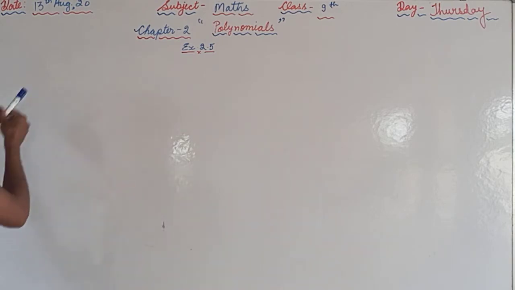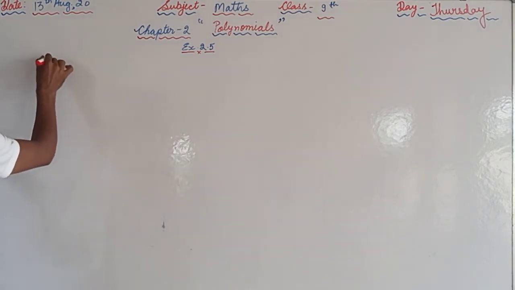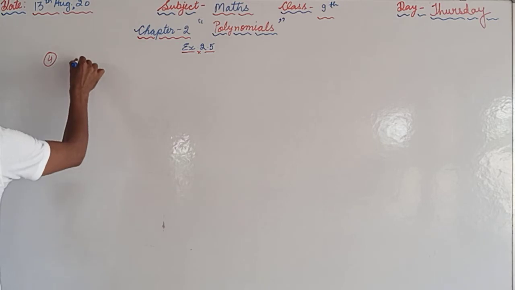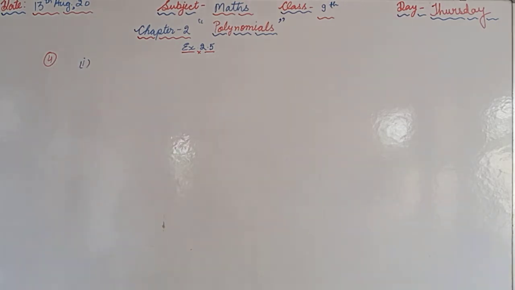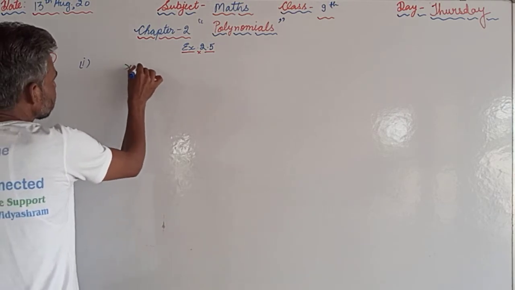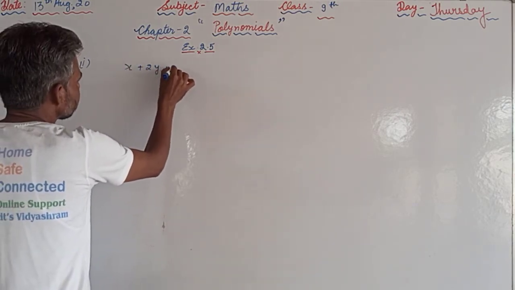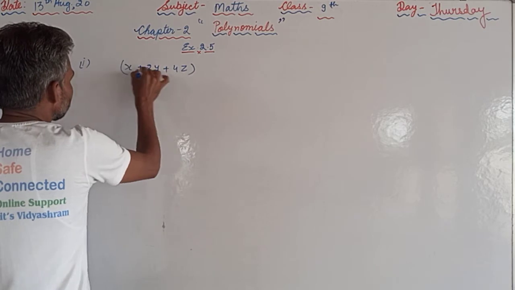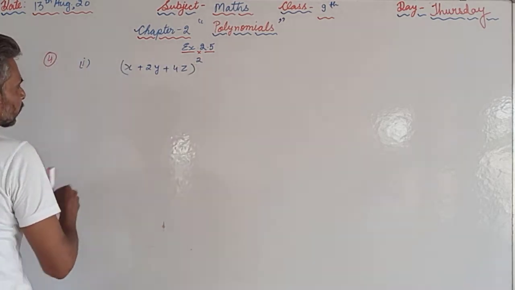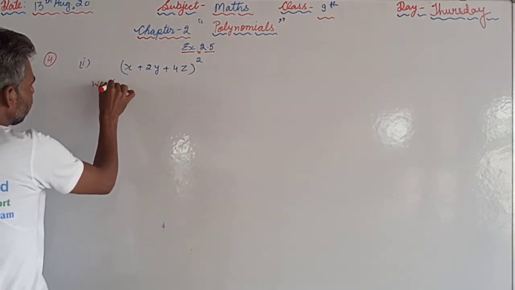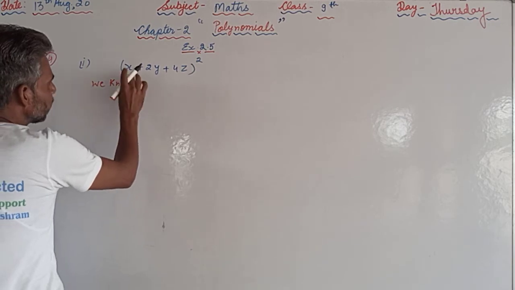And the first part is question number 4, part first. The first part is (x + 2y + 4z) whole square. We know the formula. Which formula do we know? Here 3 terms are there.